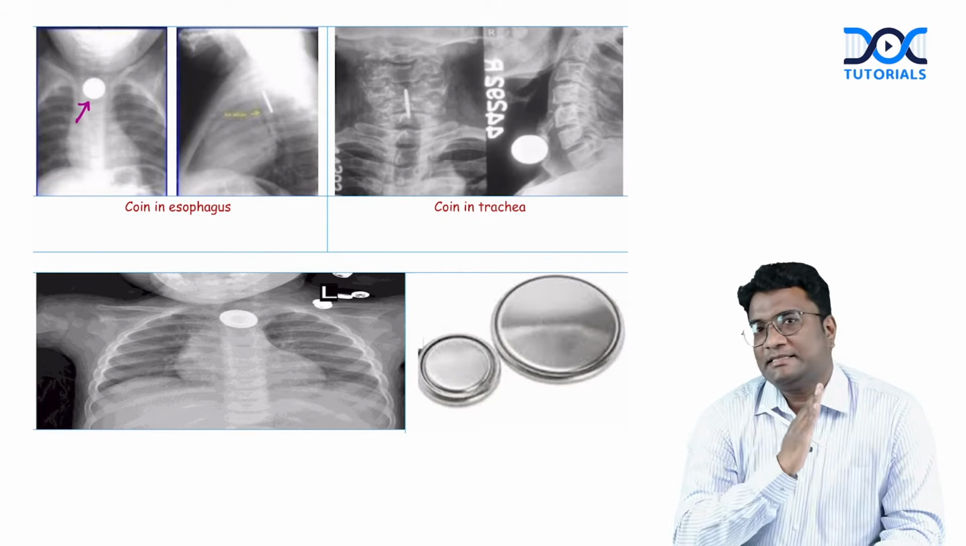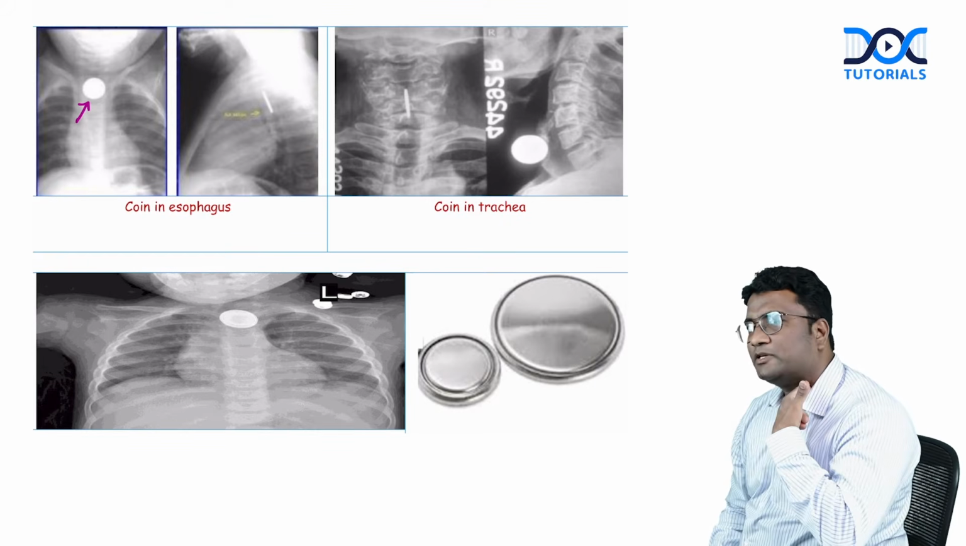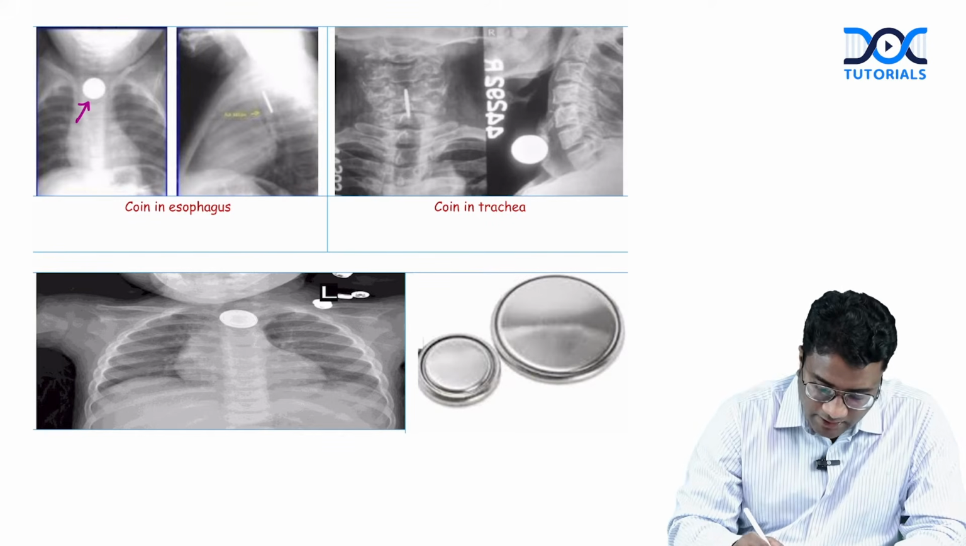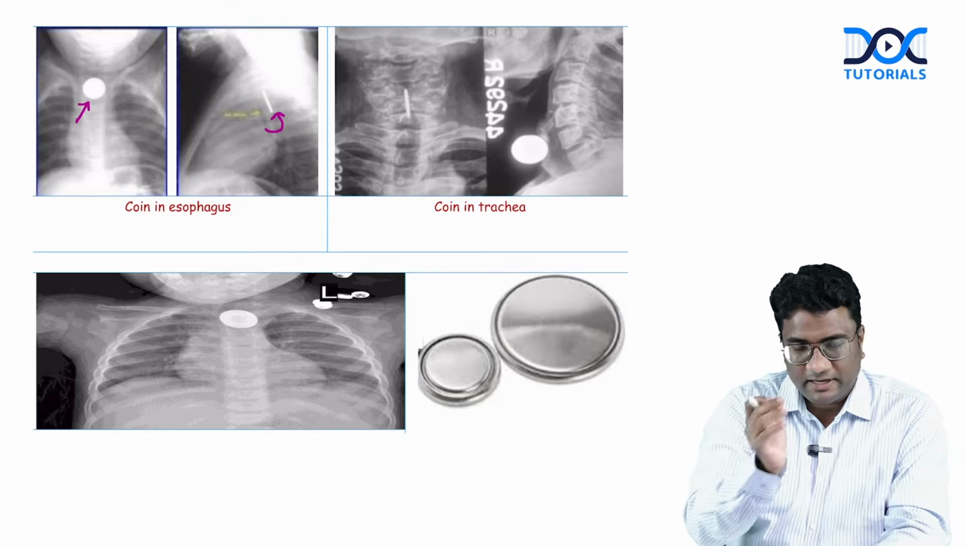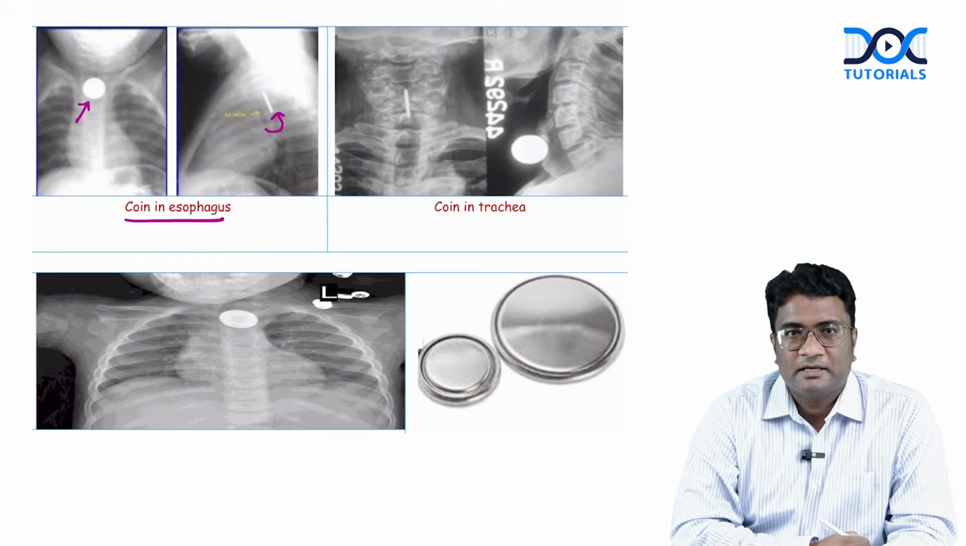And when you see a side view or a lateral view, remember the trachea is anterior, the esophagus is posterior. So it will appear slit-like on the lateral radiograph. On the lateral radiograph, you see it slit-like posterior to the tracheal stripe. You see the black trachea, and it is seen posterior to the tracheal stripe. This is a coin in the esophagus.